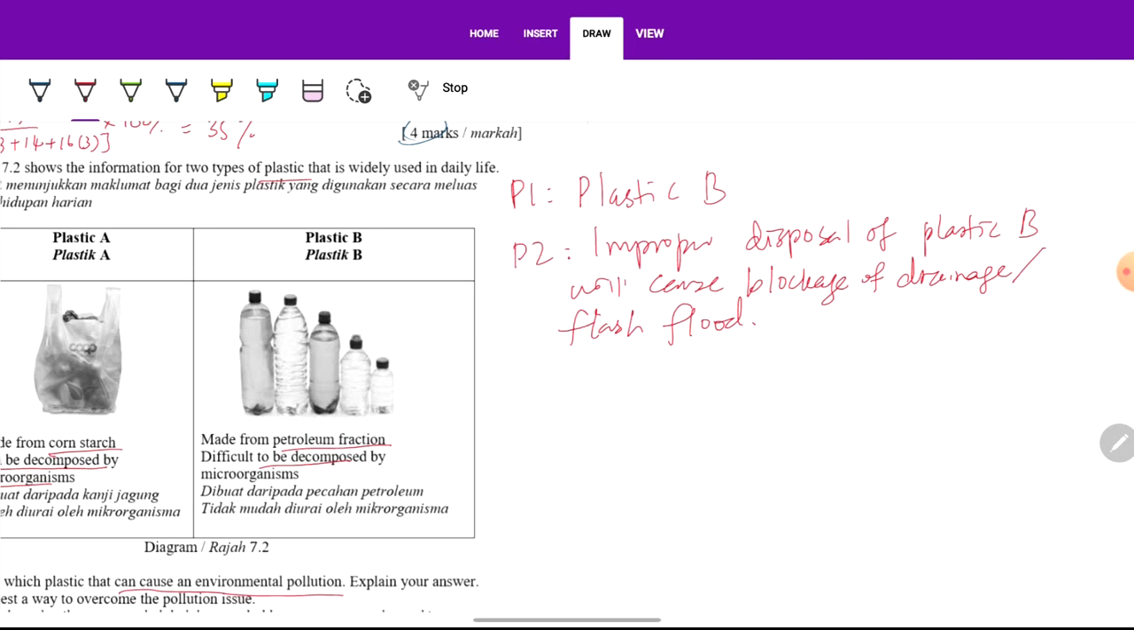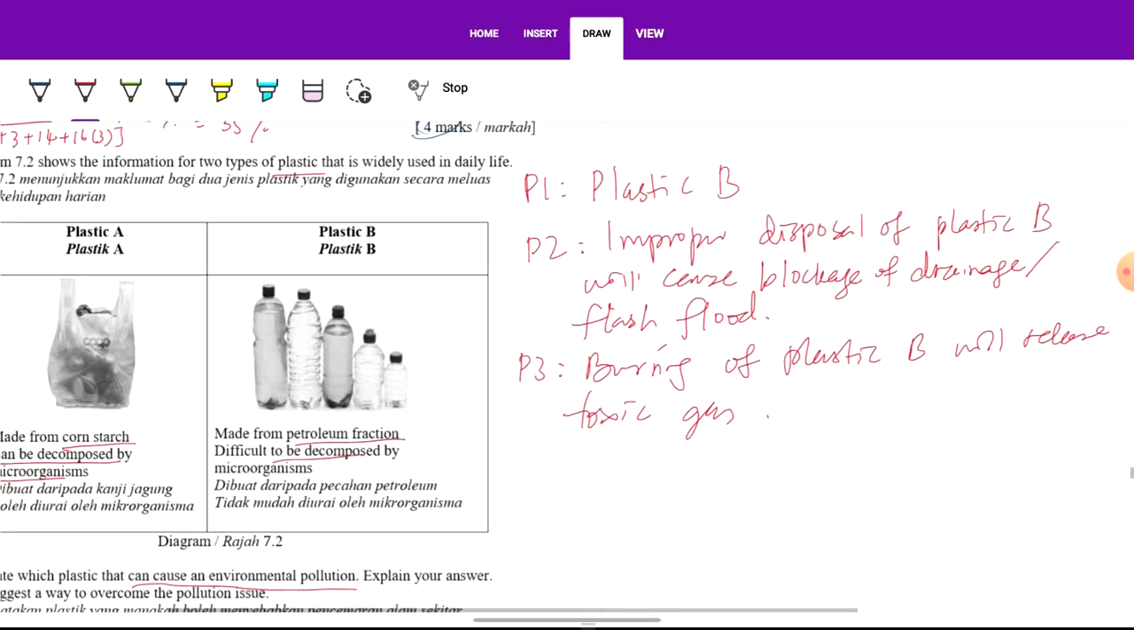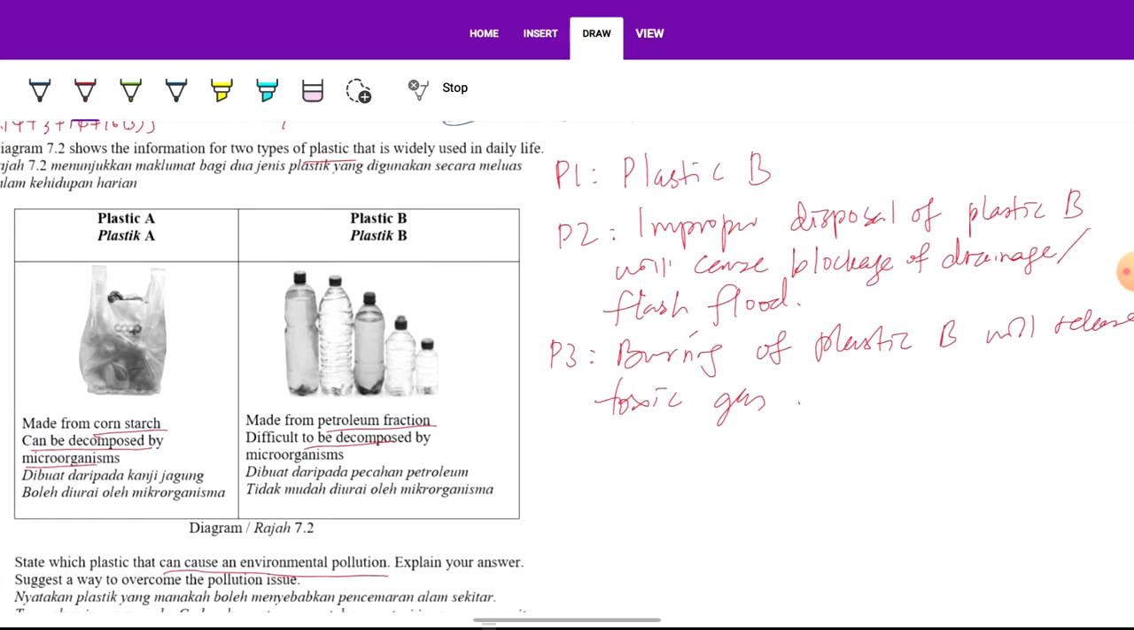Okay. Now, next one, burning of plastics will release toxic or acidic gas. Then the toxic gas will react with the rainwater and produce acid rain. Then it will cause the acidity of the soil and so on.